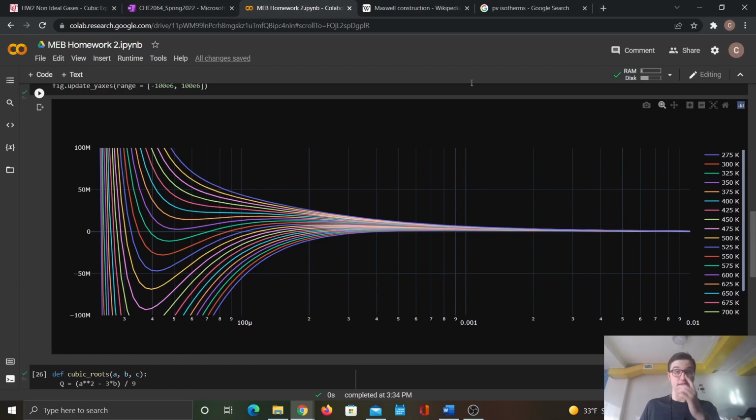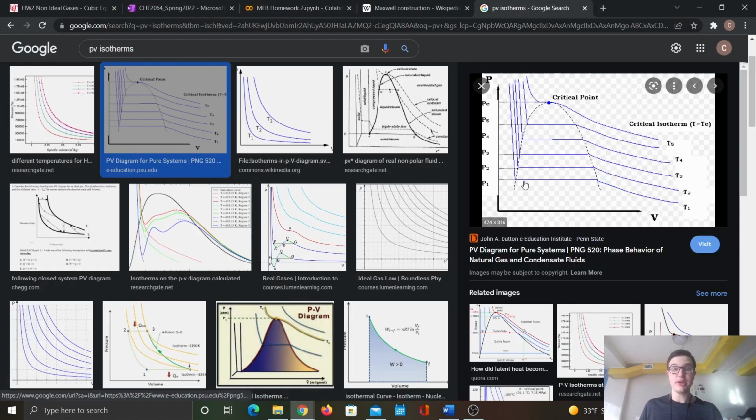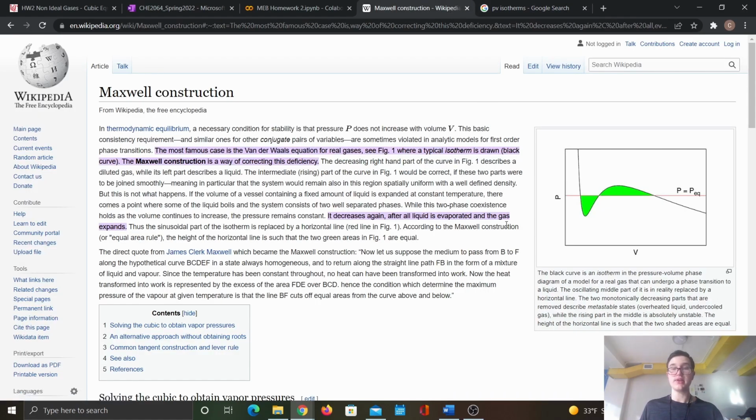So what we want to do is remember from the PV isotherm graph, this bump here where the liquid and gas phases mix, and thus the temperatures can't physically be taken, well, this connecting line here is there. This line here is what we want to put on. So we're going to be using the Maxwell construction.